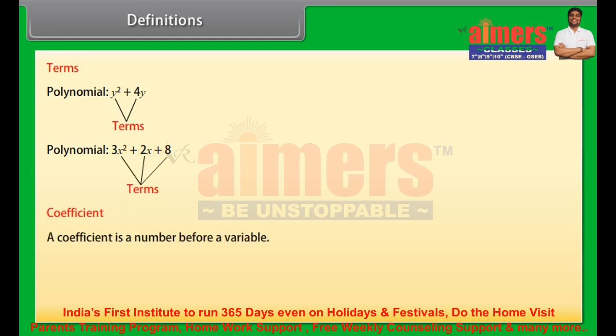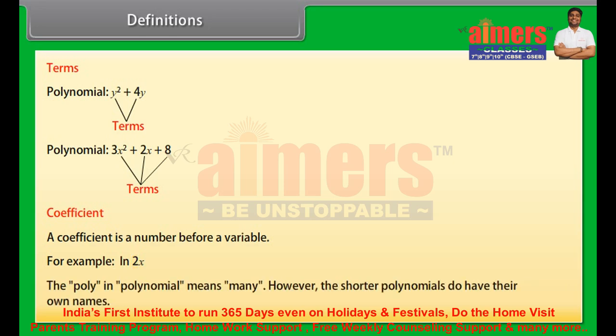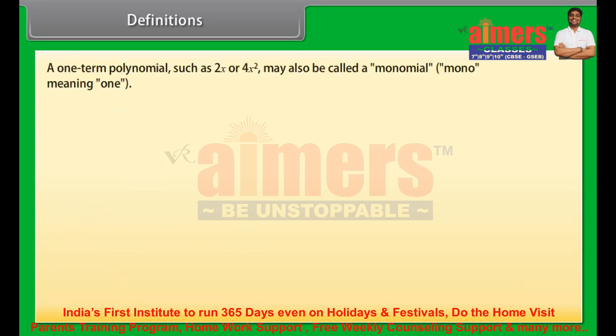Coefficient. A coefficient is a number before a variable. For example, in 2x, the 2 would be the coefficient. The poly in polynomials means many. However, the shorter polynomials do have their own names. A one-term polynomial such as 2x or 4x square may also be called a monomial, mono meaning 1.